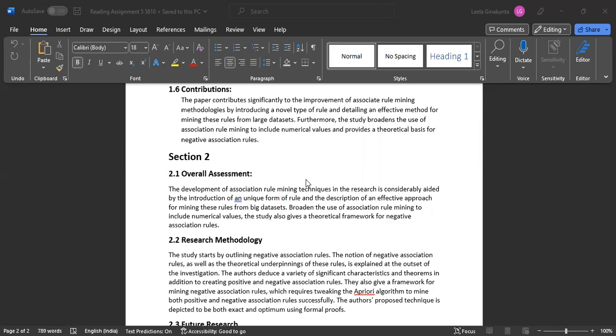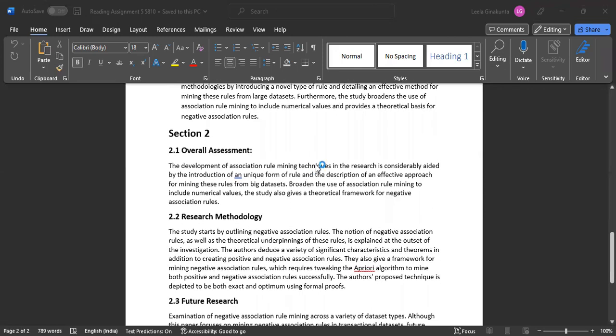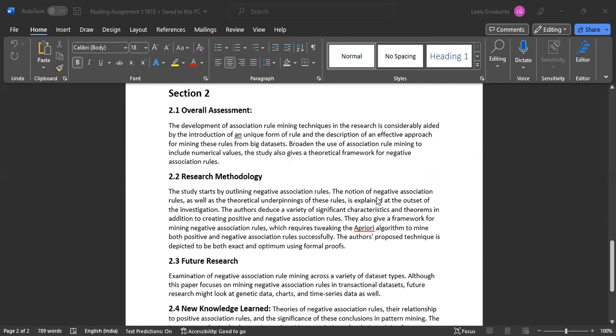The overall assessment is that the development of association rule mining technique in the research is considerably aided by the introduction of a unique form of rule. And the study also gives a theoretical framework for negative association rules.